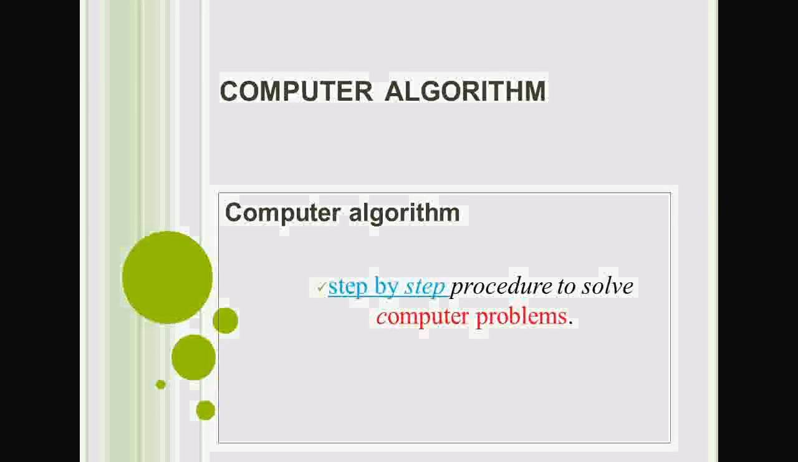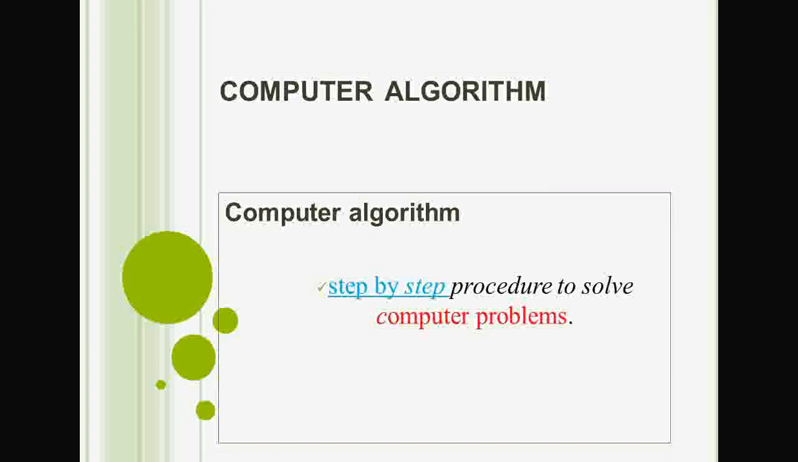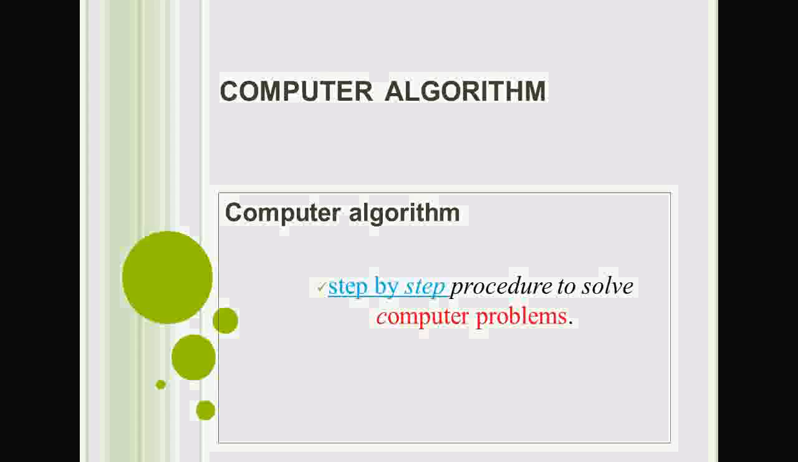Before going to the properties of an algorithm, first we see what is meant by algorithm. A step-by-step procedure to solve a computer problem is called an algorithm. A step-by-step procedure to solve a computer problem is called what? Computer algorithm.